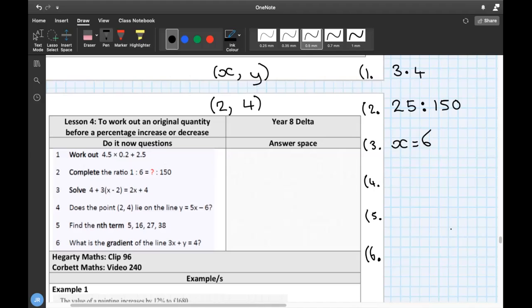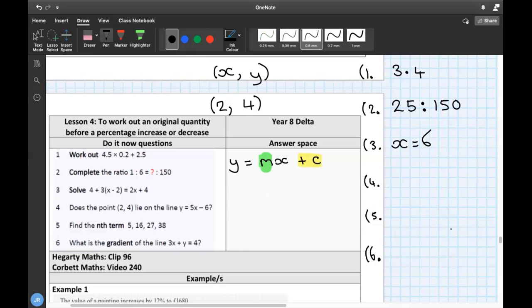Now, when we're asked for the gradient or the y-intercept to the line, we need to think about the general equation of any straight line. It will be in this format, y equals mx plus c. Your plus c, that's your y-intercept, where it crosses through the y-axis. The m value, the number in front of the x, will be its gradient, okay?